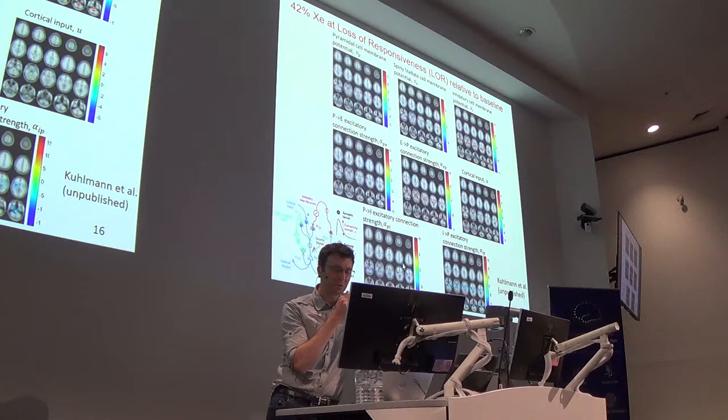It's basically where the most significant changes happen. So here we see 42% xenon, which is the condition that gives loss of responsiveness relative to baseline. And so we're imaging the changes that are significant at the group level. We don't see much in terms of pyramidal cell changes. Most of the changes are for inhibitory cell membrane potential here. And then pyramidal to excitatory connection strength, you don't see much.